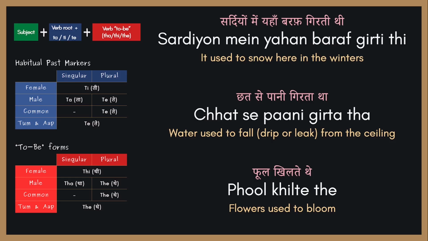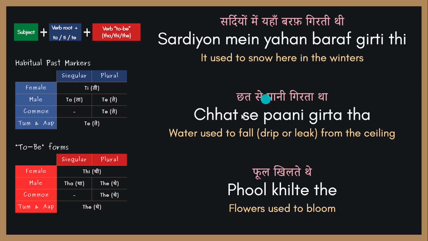गिरती थी means used to fall. So it used to snow here, or the snow used to fall here in the winters. Now baraf is a feminine noun, right? Which is why we have गिरती and थी. So सर्दियों में यहाँ बर्फ गिरती थी.